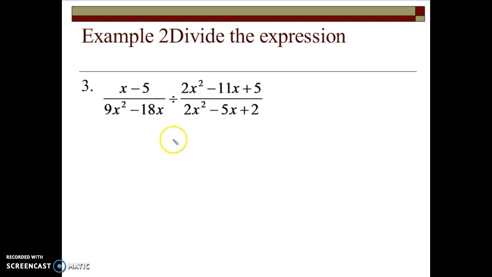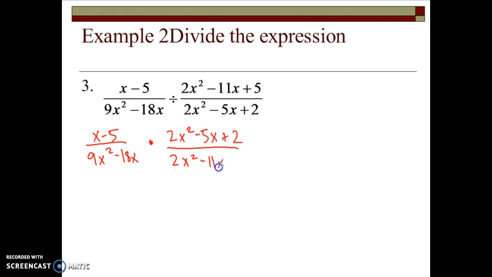Alright, for our second example, first thing we do is flip. So the first one stays the same, and then I multiply by 2x squared minus 5x plus 2 over 2x squared minus 11x plus 5. Alright, x minus 5 stays the same. I have a GCF for 9x squared and 18x, and that's 9x. And that leaves me with x minus 2.